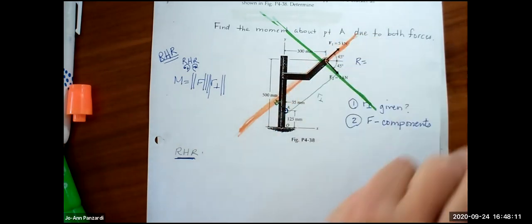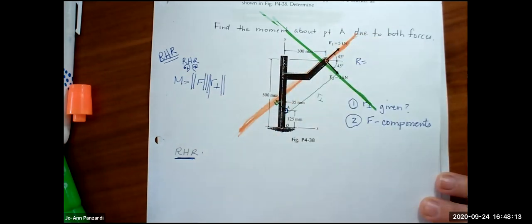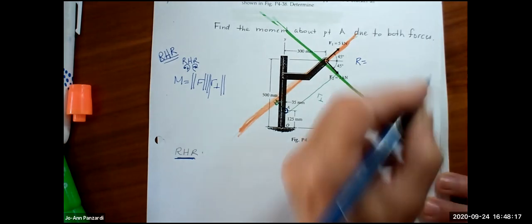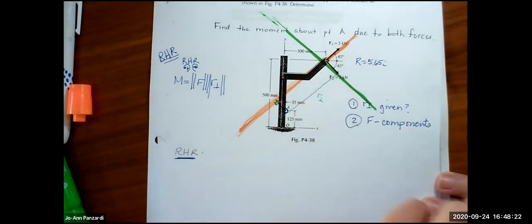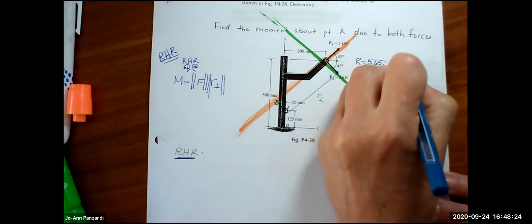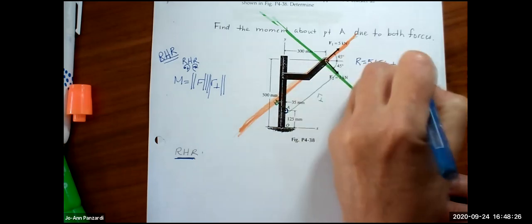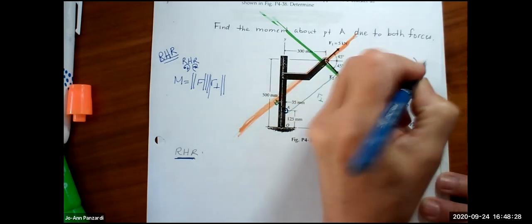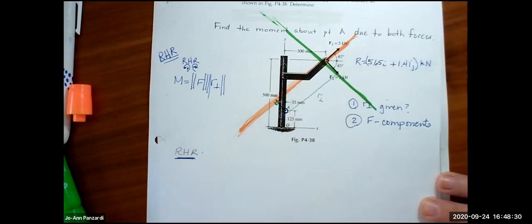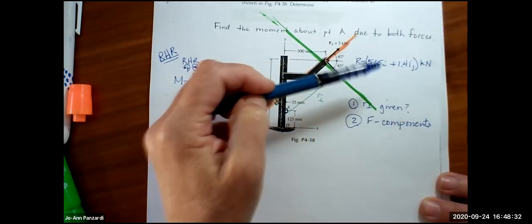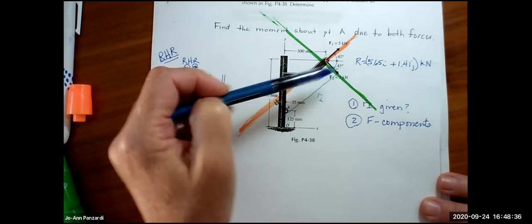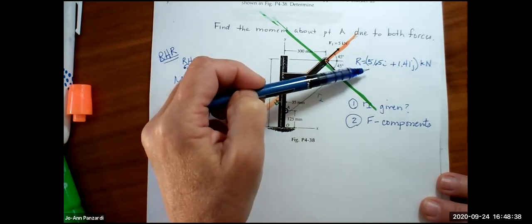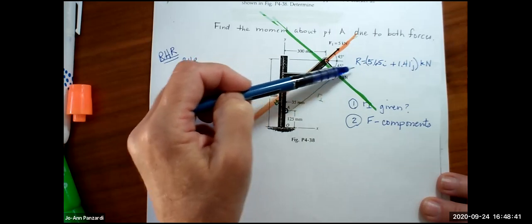The resultant turns out to be 5.65i plus 1.41j, in kilonewtons. But ordinarily, you need to find the components of each force, right? You need to do your checks, and then you add up the components to create the resultant.